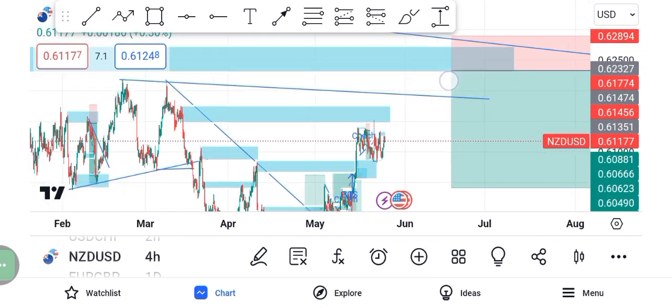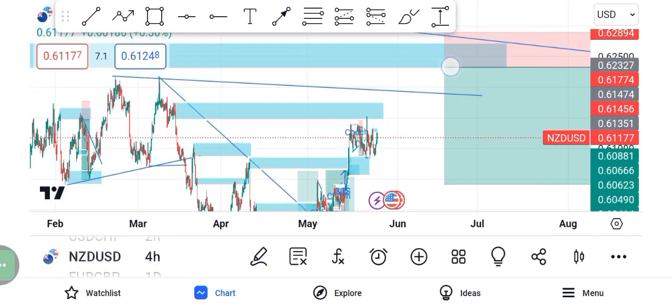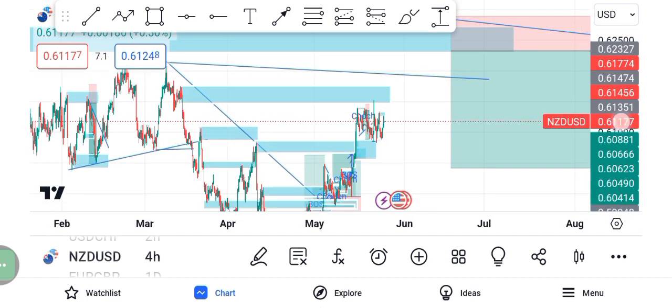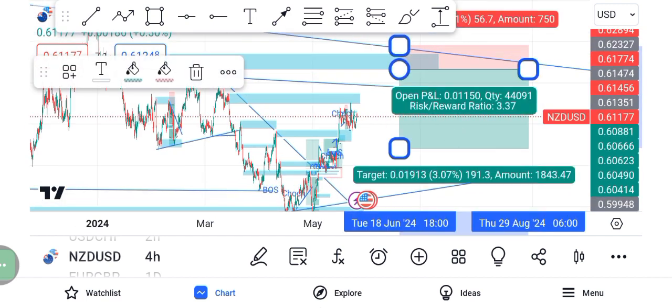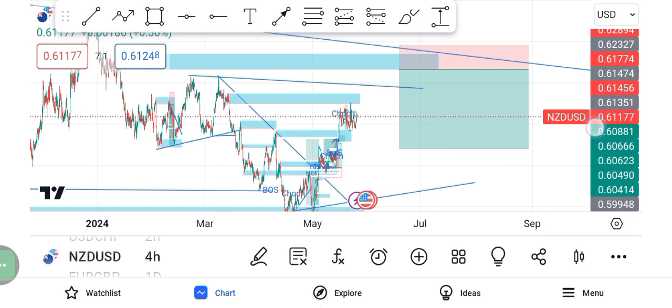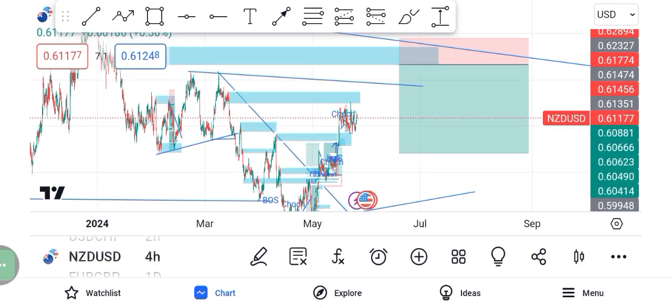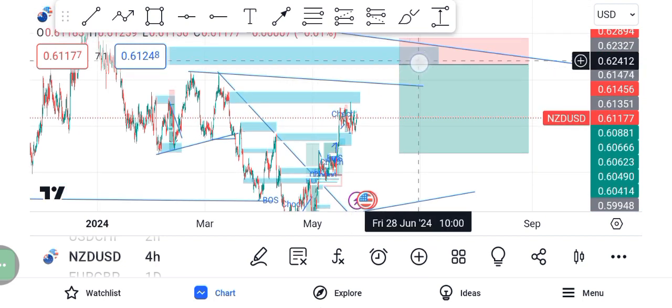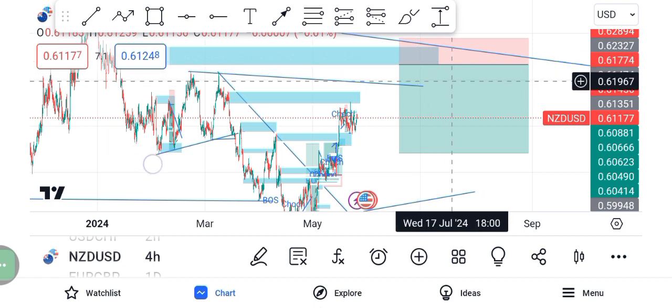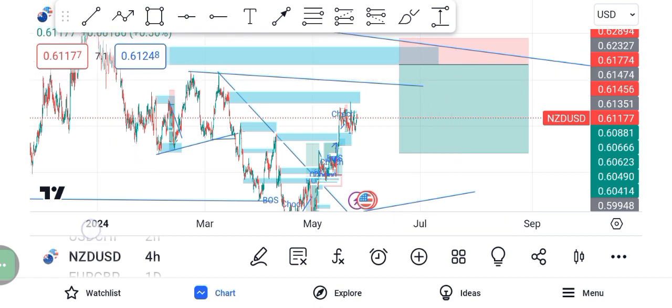Whenever price comes here, patience is key. Then I'll be shorting this market. I have my position there already, waiting patiently for it. Whichever day it comes there, I'll short from here. That is my view on NZD USD for the week.